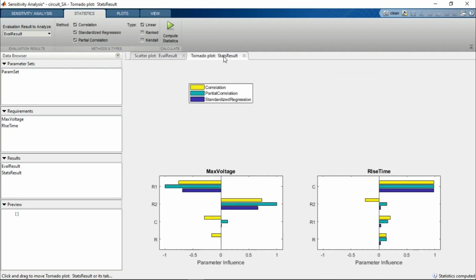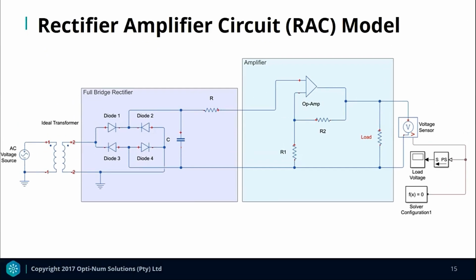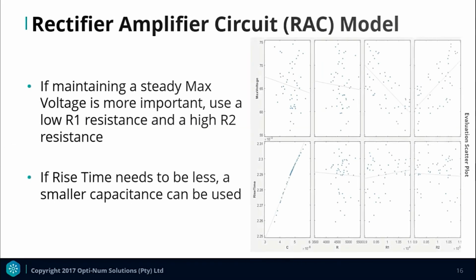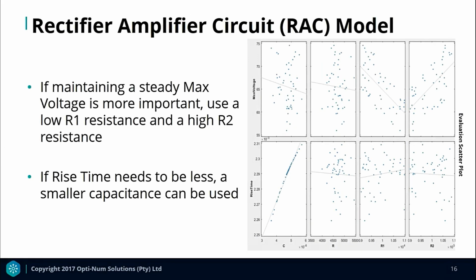Now we have managed to explore our design space. Now we'll switch over from our rectifier amplifier circuit. We can conclude that if maintaining a steady max voltage is more important, we can simply use a low R1 resistance and a high R2 resistance. And if rise time needs to be less, a smaller capacitance can be used, and vice versa for the rise time to be more.